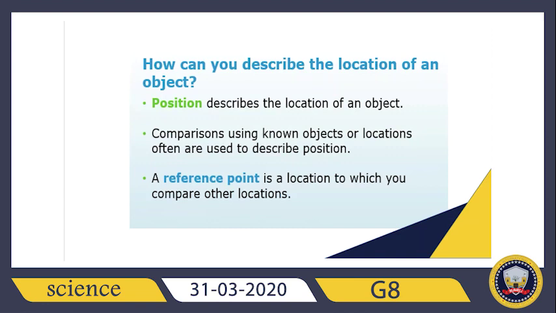Here, each time you identify the position of an object, you are comparing the location of the object with the location of another object or place. When you describe a position by comparing it to the location of another object or place, you are using a reference point. A reference point is a location to which you compare other locations.